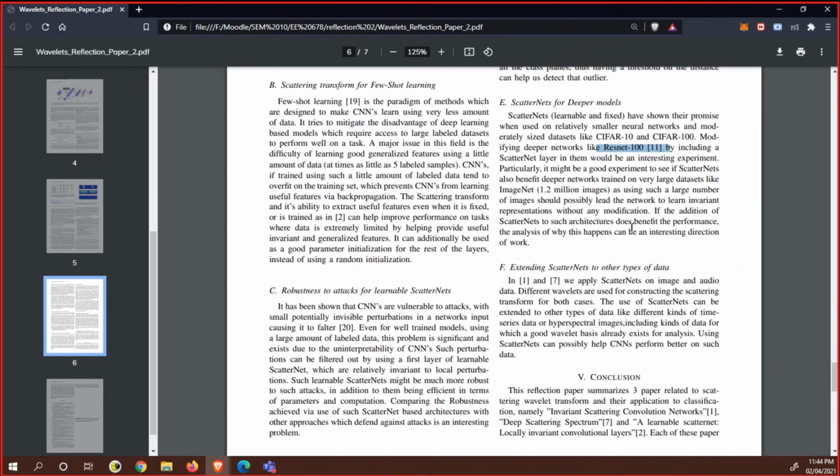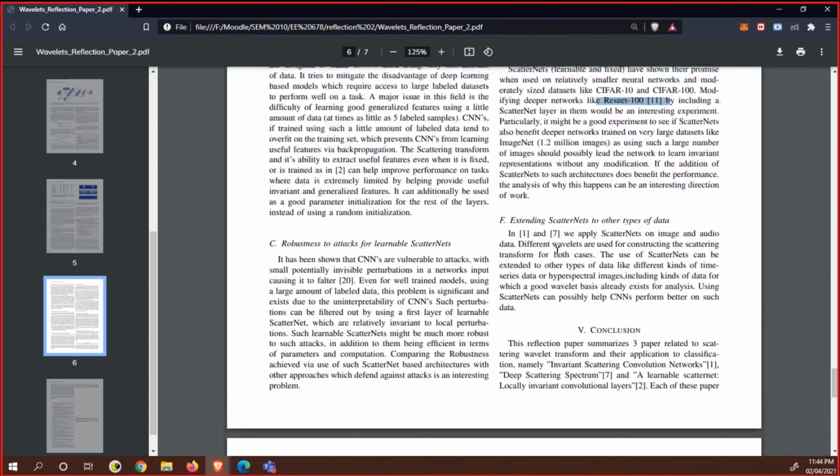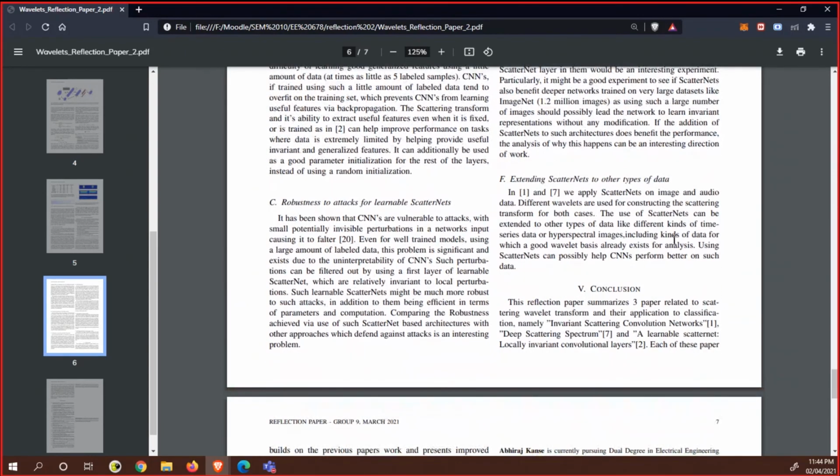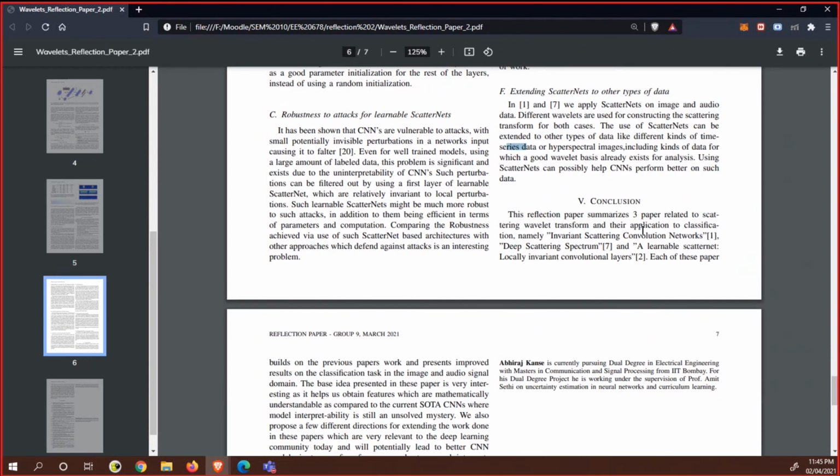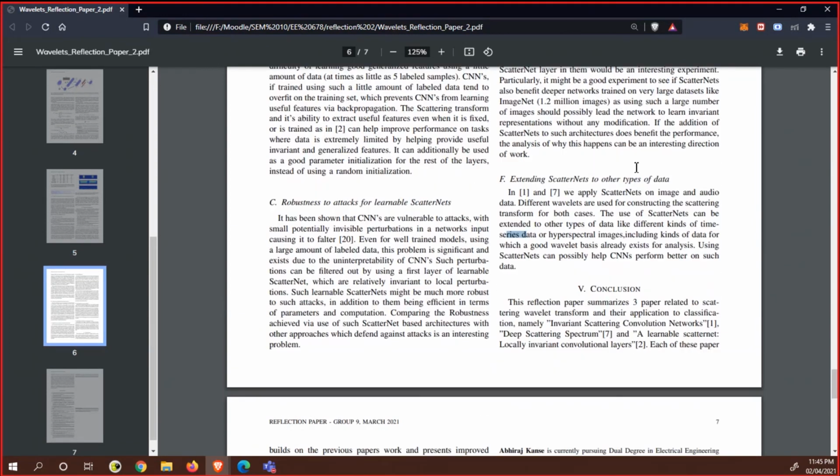The last extension for scatternets that we think is possible is to use different types of data sets. So over here we have only considered images and audio, but it would be interesting to see if we could construct a similar wavelet scattering transform for different data types, like hyperspectral images or time series data, and even graphs, if we have a graph type of structure to our data. So yeah, that would be very interesting to see.